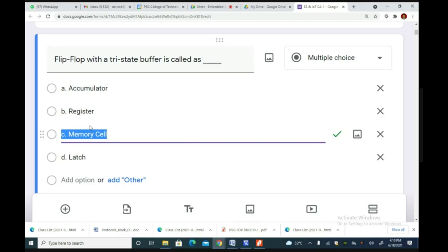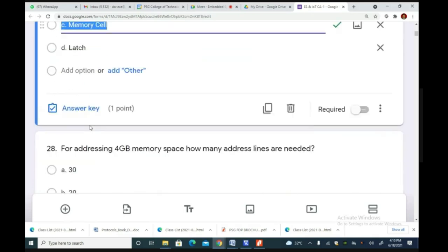cell. One memory cell. Eight such memory cells with 16 such tri-state buffers are called the 8-bit register, which has read-write capability combined together. Has been discussed. Okay, so a flip-flop with a tri-state buffer is called a memory cell.